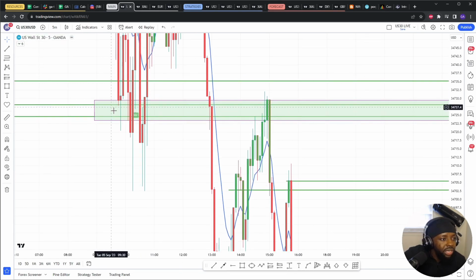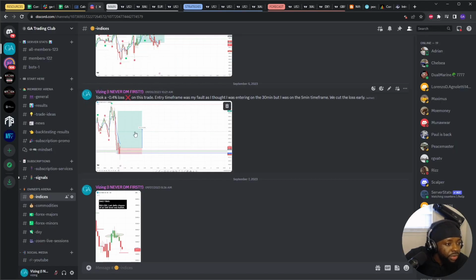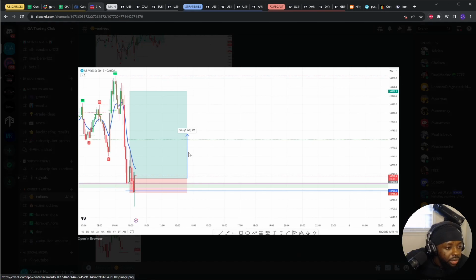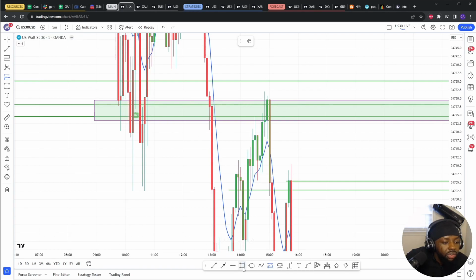We entered the trade somewhere around here. So we entered, let me see if I can find the entry. The entry was 5. I think I see that one. Yeah, so the entry was here.